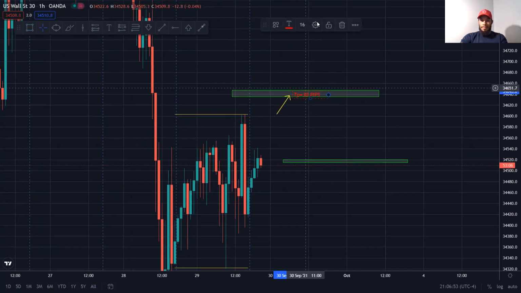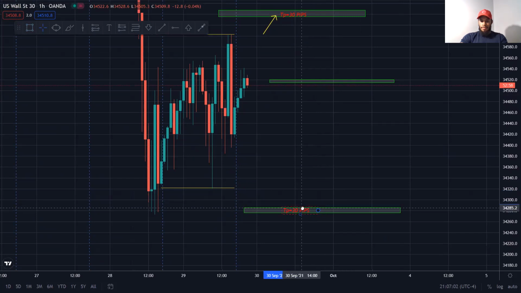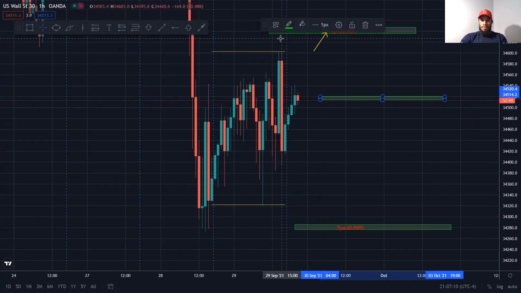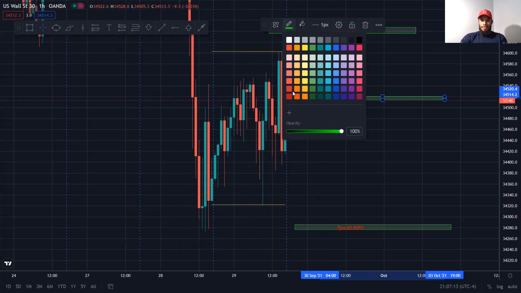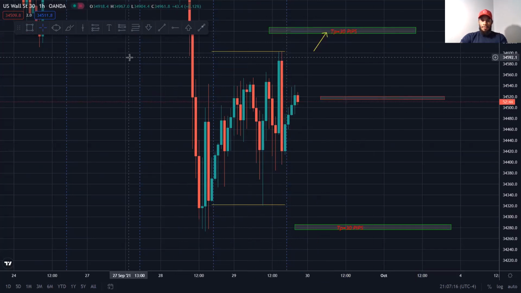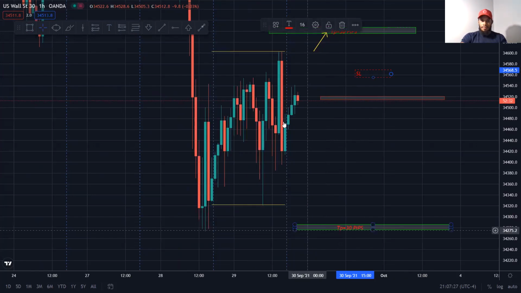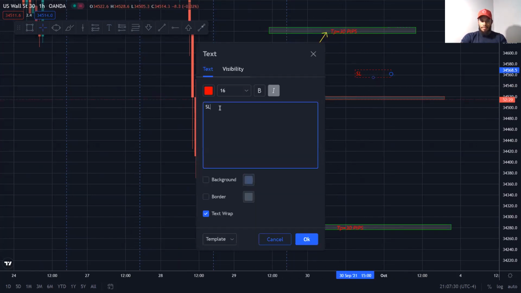So what I'm gonna do right here, I'm gonna duplicate this for you. Then I'll make this red for you guys just to signal that that is your stop loss. And I actually mark that up to stop loss, 80 pips.